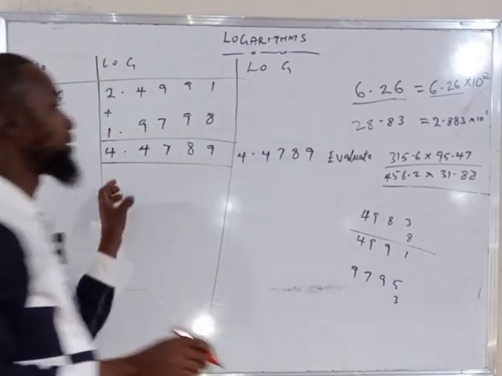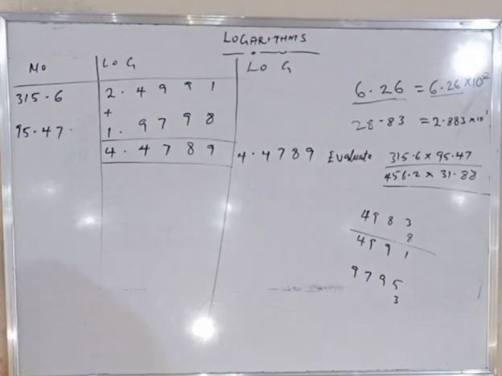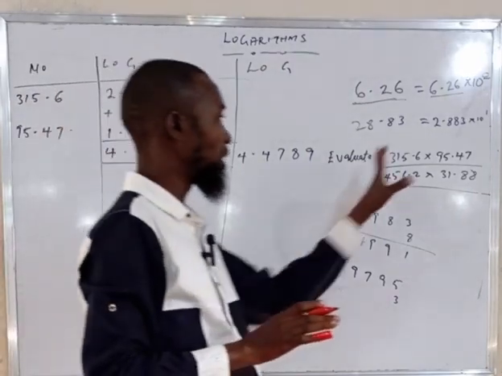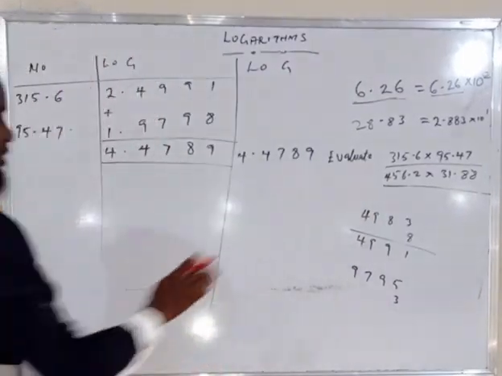4.4789. Is it clear? Are you sure? What follows? We are done with the numerator now. Let's go to the denominator. What's the first thing in the denominator?